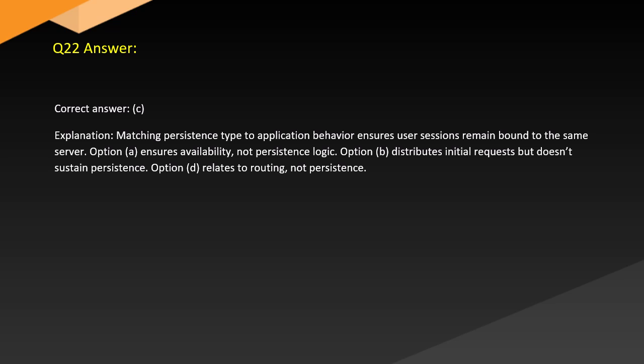Answer. Correct answer: C. Explanation: Matching persistence type to application behavior ensures user sessions remain bound to the same server. Option A ensures availability, not persistence logic. Option B distributes initial requests but doesn't sustain persistence. Option D relates to routing, not persistence.